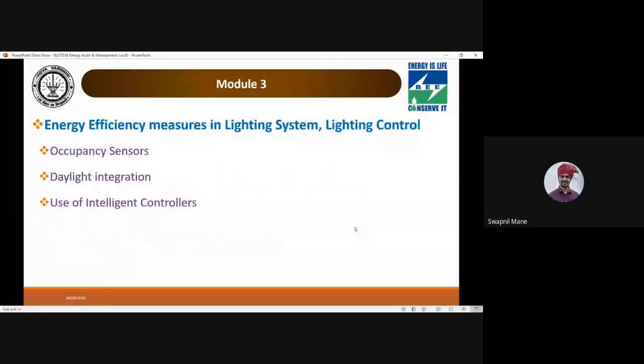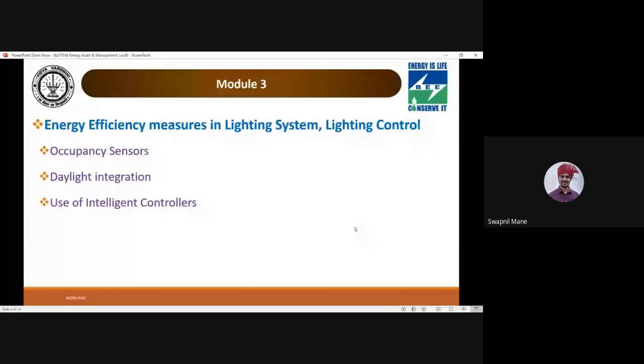Then the second part of module 3 talks about energy efficiency measures in lighting system and lighting control, in which we will talk about occupancy sensors, daylight integration, use of intelligent controllers. This is more towards the instrumentation students. We will discuss how the occupancy sensor will result in energy saving, how daylight integration will result in energy saving, and how the efficiency can be increased by using some controllers.